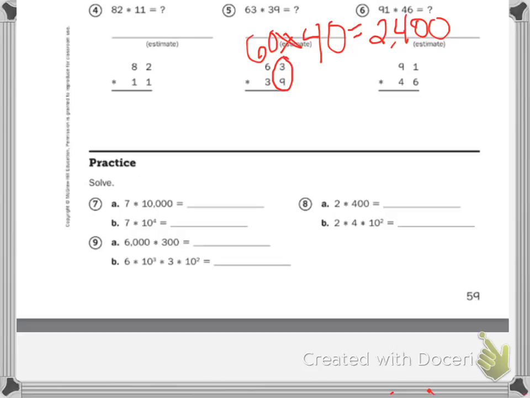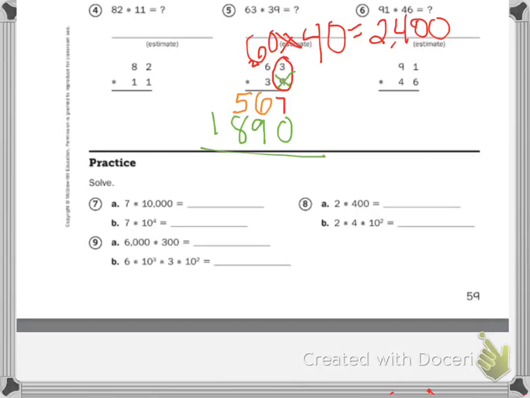9 times 3 is 27. My 7 goes in my 1s. My 2 is carried. 9 times 6 is 54. Plus 2 is 56. Now, I'm done with that 9. I'm crossing it off, and I'm adding a 0. 3 times 3 is 9. 3 times 6 is 18.